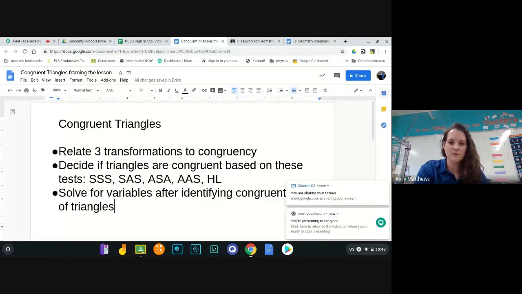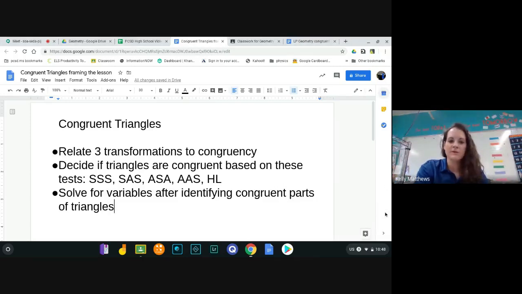Hey again. So we're going to get the last part of congruent triangles here. Congruent triangles, we've talked about how transformations relate to congruency. We've looked at the congruency tests and how and why they work. So this time we want to solve for variables after identifying congruent parts of triangles.